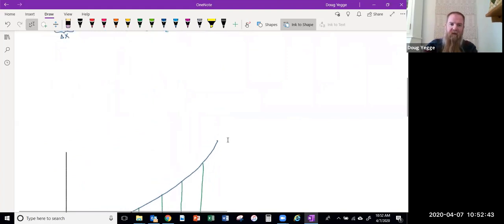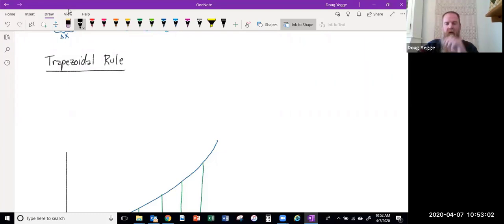All right, so now let's take a look at the trapezoidal rule then. So the trapezoidal rule is now a little bit different because in the midpoint rule, we were using rectangles to approximate that area, but now we're using trapezoids. Okay.